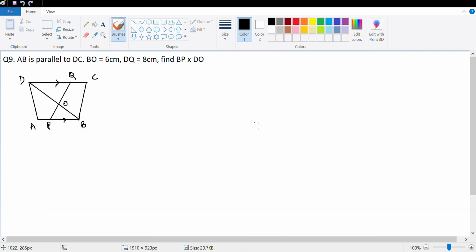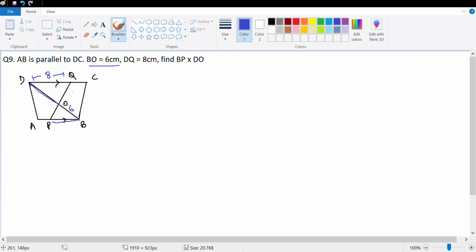The next question that we do is question number 9. Let's just read the question. AB is parallel to DC. BO is equal to 6 centimeter. So BO is 6 here, and BQ is 8. BQ is 8 here. We need to find BP into DO. Okay, so I think we are looking at these two triangles.